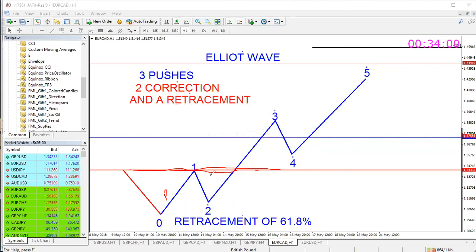Now let me come again. From 0 it runs to 1. When it gets to 1, you have to rest. So resting will make you form 2. So from 1 to 2 is called correction. From 0 to 1 is a push. So from 2, after correcting, this is where you have to buy. You enter in for a buy.